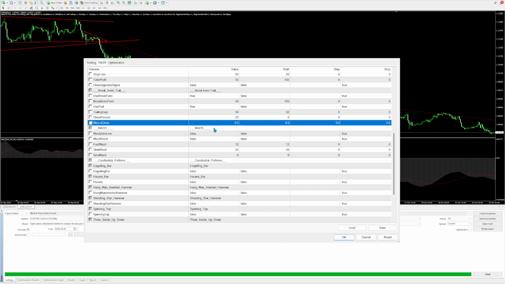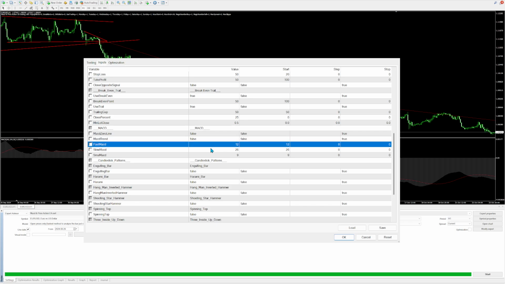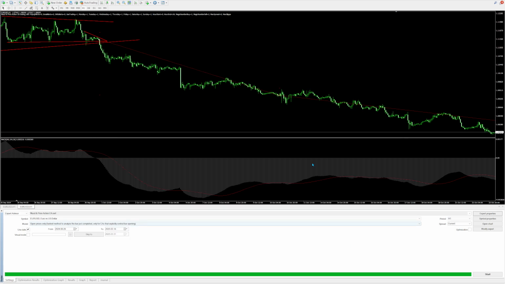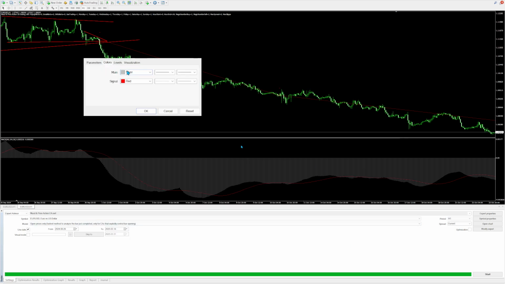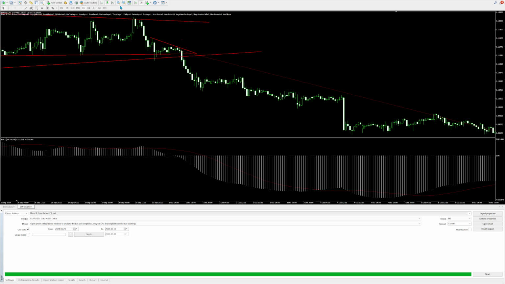So we have the MACD, a very popular indicator. The aspects that we're using of the MACD are the zero line and the trend. You also have the MACD settings: fast MACD, slow MACD, and SMA MACD there. So here's the MACD on the chart. I'll just explain to you basically what the elements of the EA do.